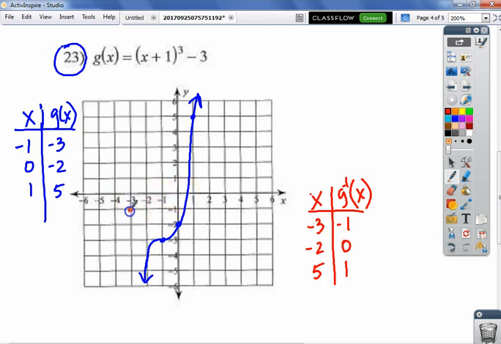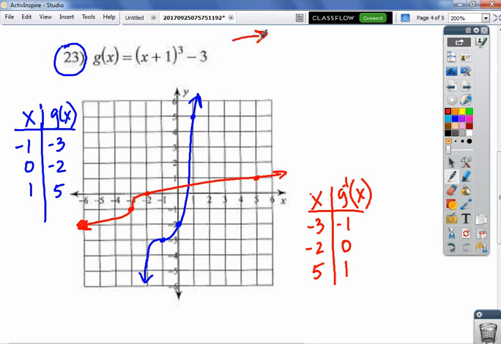Let's just graph this. Back 3, down 1, back 2 to 0, over 5, up 1. So if I do this correctly, it should look something like this. I'm good at graphing, but let's mathematically see if that's correct.